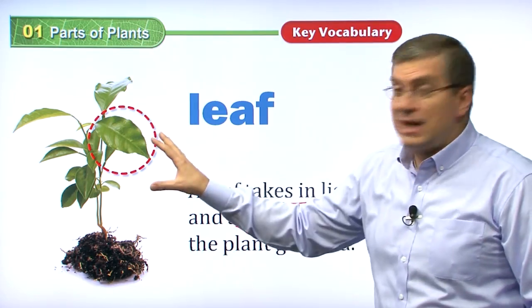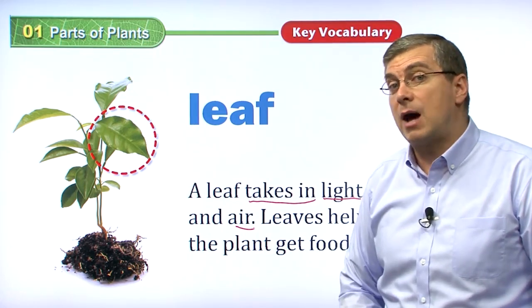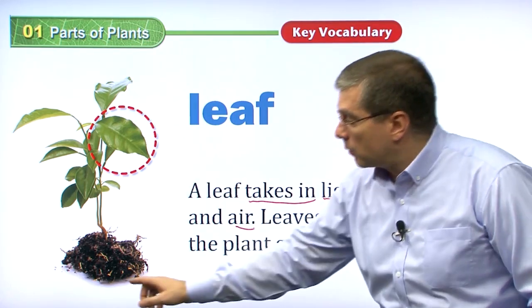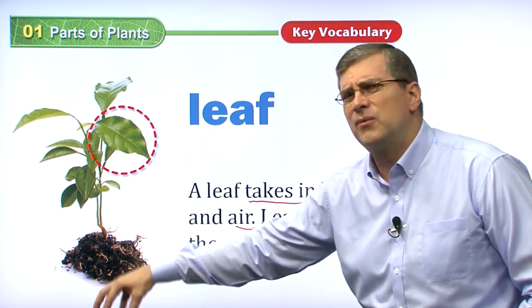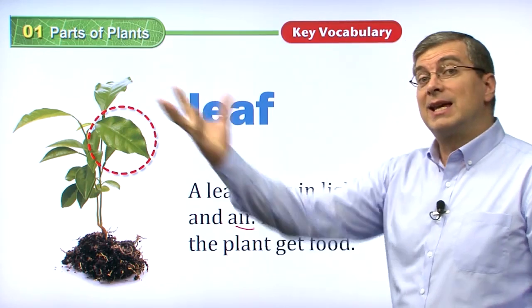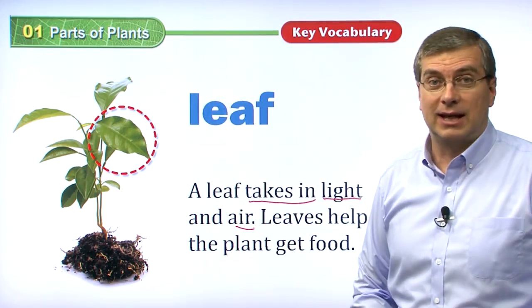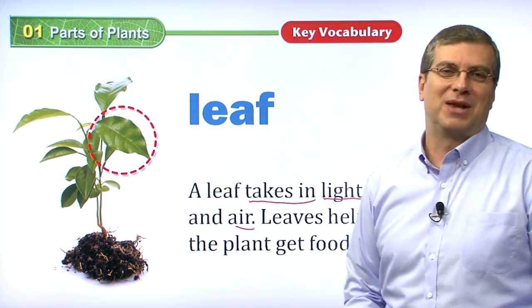So we can see that the plant gets food basically from two parts we've talked about already. The first part we talked about were the roots, right? The roots take in water and some food from the soil. Also, leaves take in air and sunlight. And those are the things that help the plant grow to be a bigger plant.